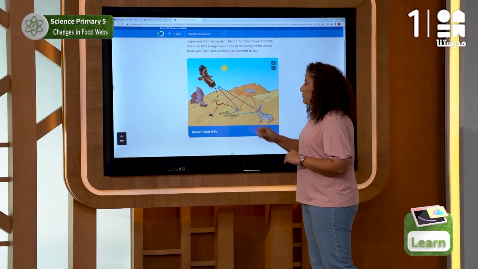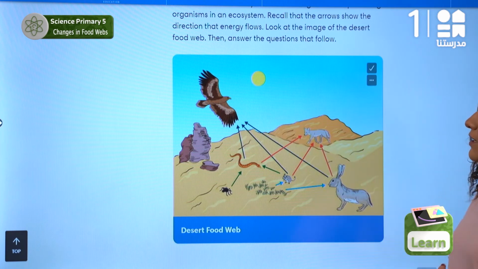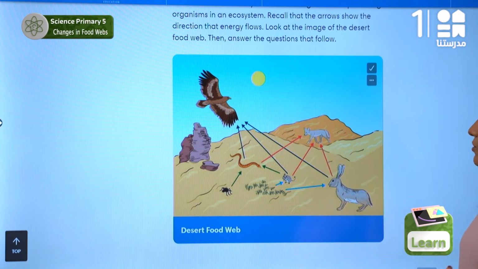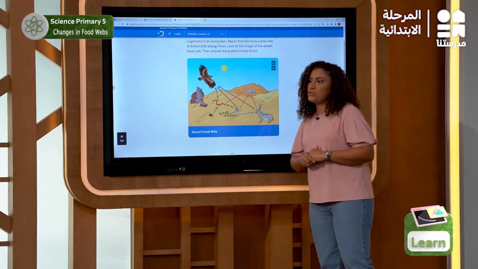To conclude this food web, we will have the eagle, which will feed on the snake, or it can feed on the mouse, or it can feed on the hare as well.